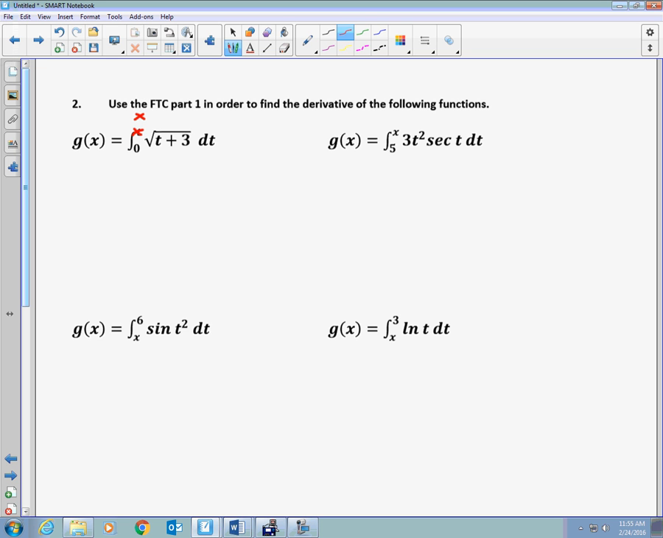So we want to take the derivative of g. Remember what happens. The integral symbol goes away. The dt goes away. And you get the square root of, you plug in the x plus 3. That's it.